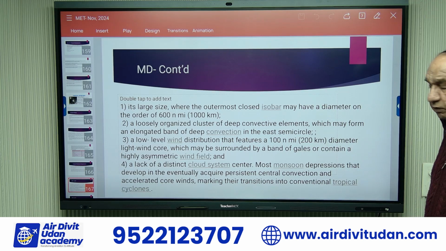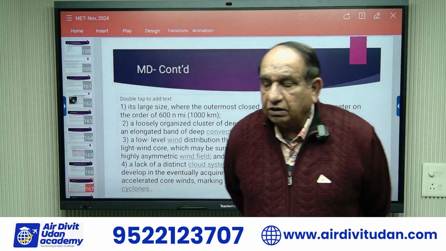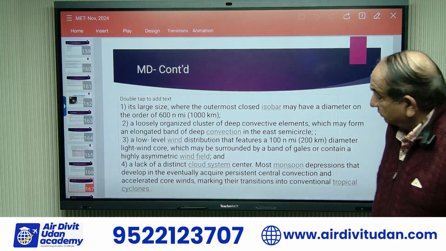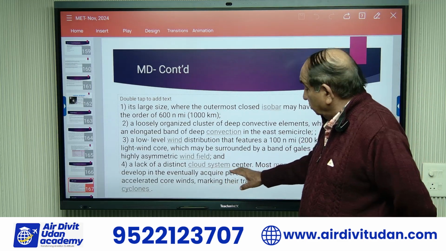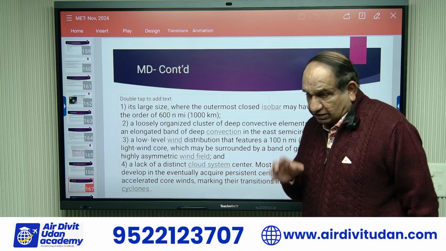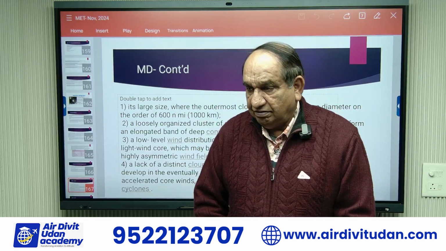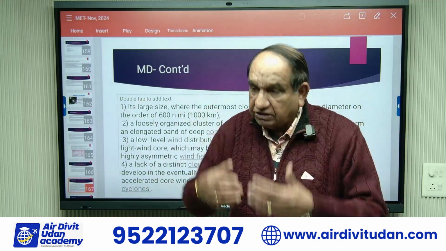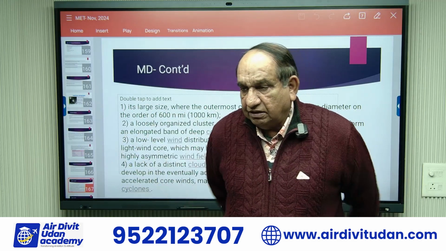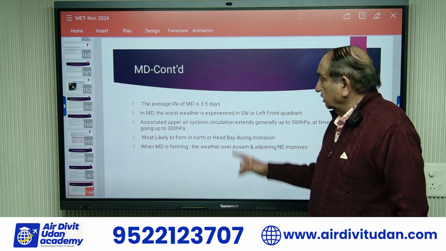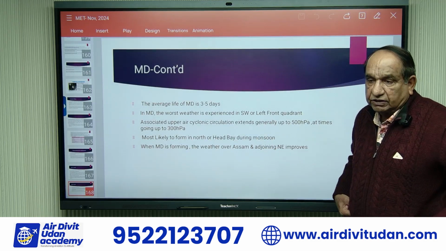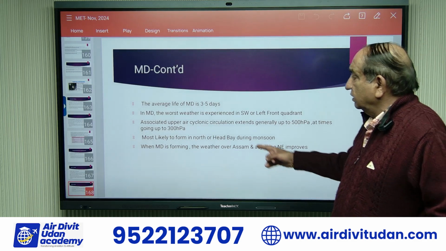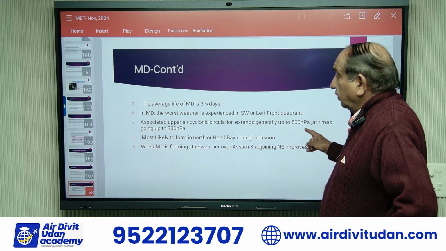Ellipse, the shape of an ellipse. In the center of the clouds of a monsoon depression or cyclonic storm, there is not much clouding. There is a lack of distinct cloud system in the center, because the center is marked by sinking air or subsidence. Therefore, the air rises around the center and subsides into the center. Average life is 3 to 5 days. Worst weather is in the southwest sector or left front. Remember that? Yes. Okay. Associated upper air cyclonic circulation up to 500 hectopascals.